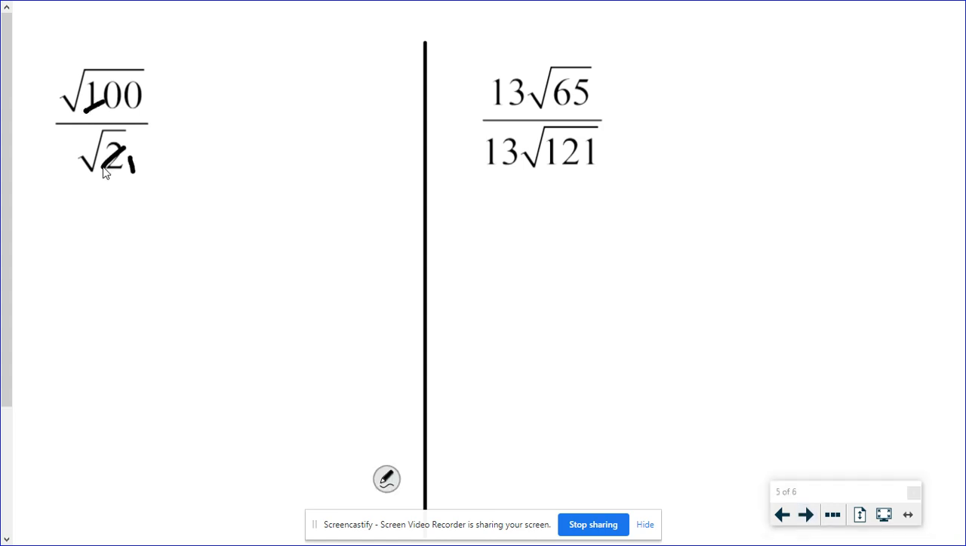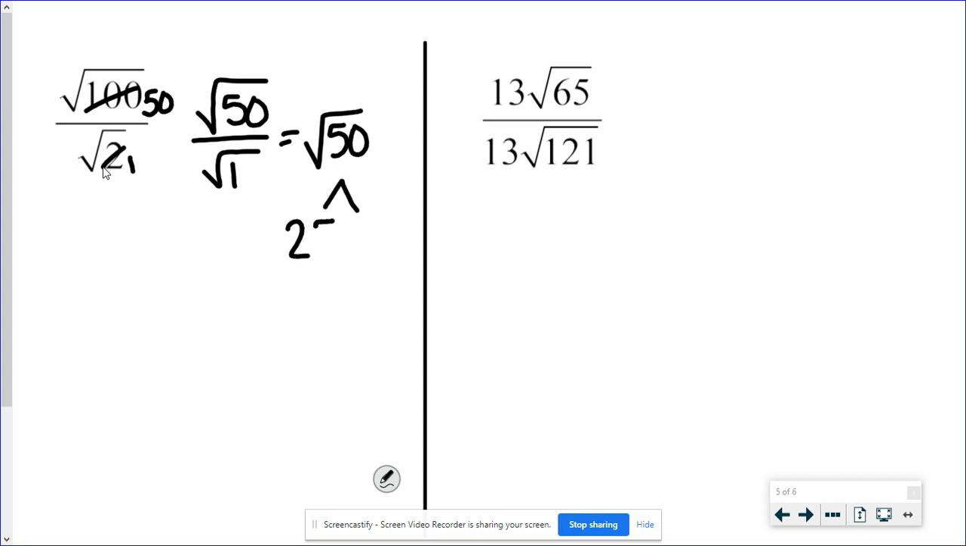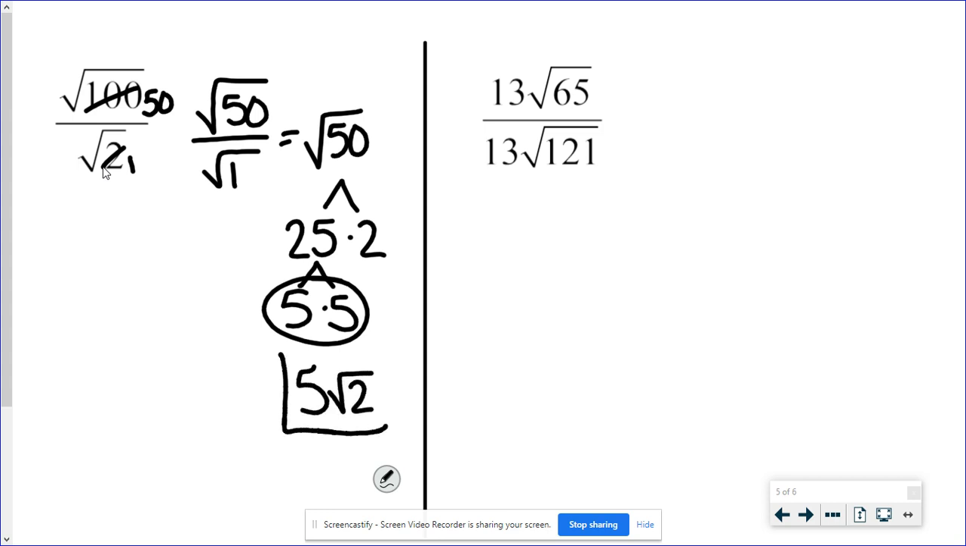So that'll be a 1, and this will be 50. So I really have rad 50 over rad 1. Well, rad 1 is just 1. This is really just the square root of 50. And now think back to what we've been doing with simplifying radicals. Square root of 50 is not done. I have to split that up. Let's make a tree. So the 5s are going to break out. The rad 2 is going to be left over.